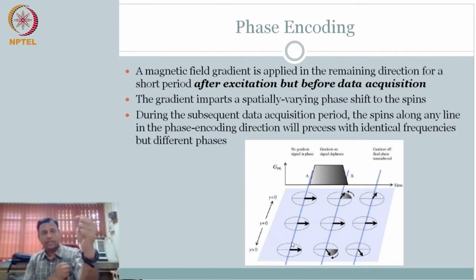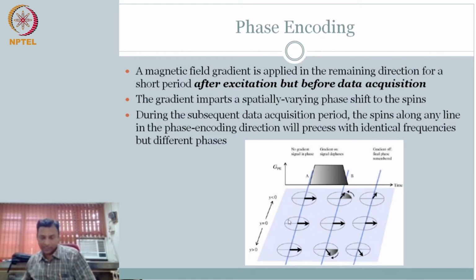So when I switch off the gradient, wherever it went out of phase, it is now going to precess at whatever field strength it is experiencing. Right now there is no other field strength, right? Only the basic field you applied is there. So it is all going to precess at the same frequency, but in the y direction, one end will have a different phase compared to the other end, and it is linearly changing. So each one will have, that is what this is saying.